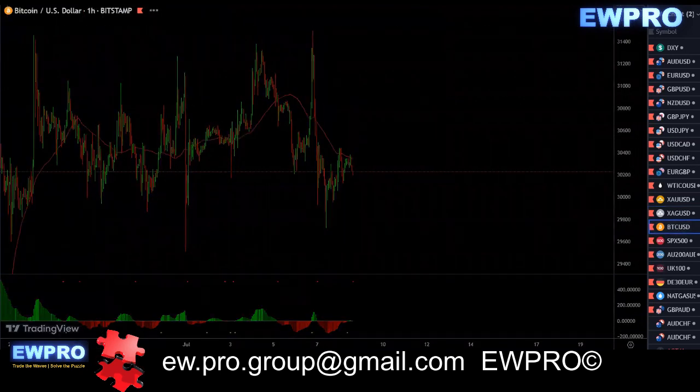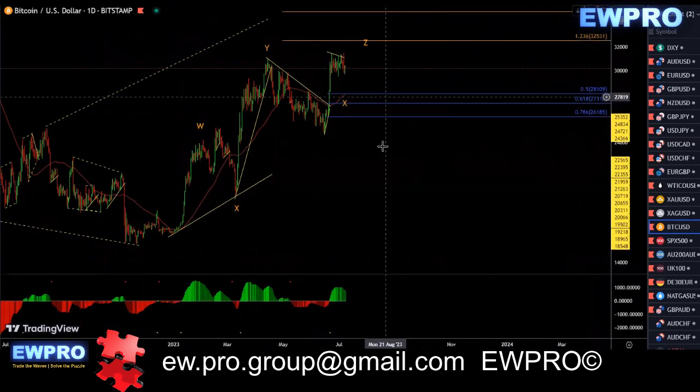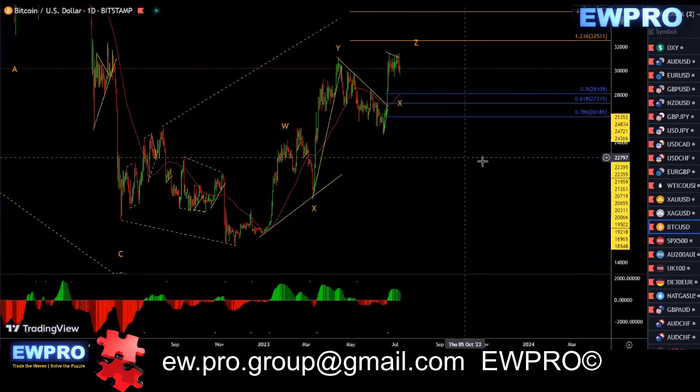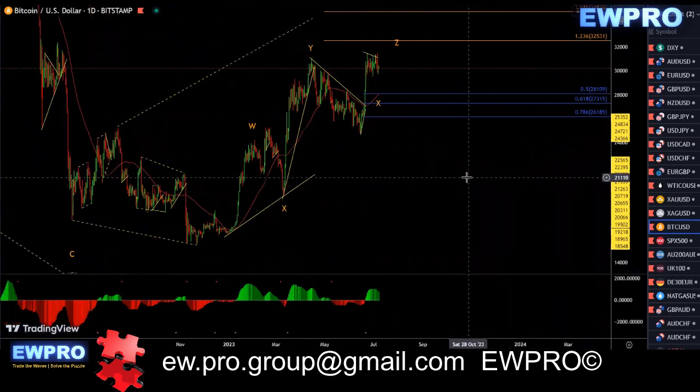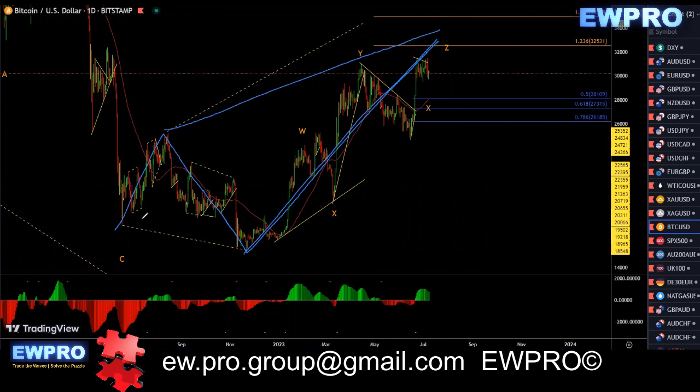Bitcoin on the daily. So if I zoom out, I'm looking at that A, B, C, and we get an extended wave C in here for that expanding flat before we get more downside.